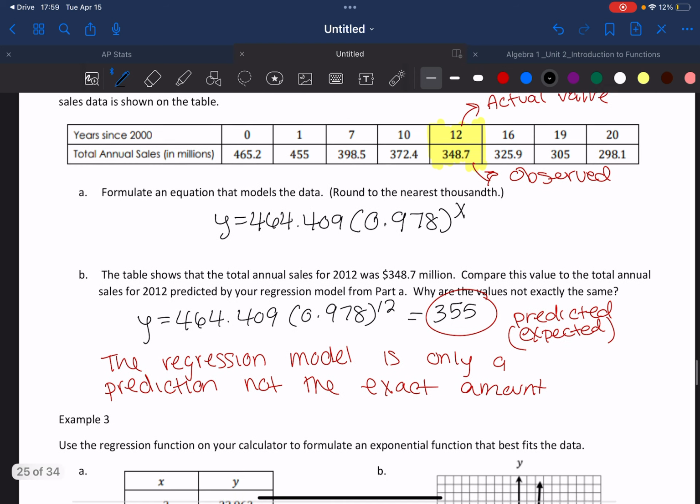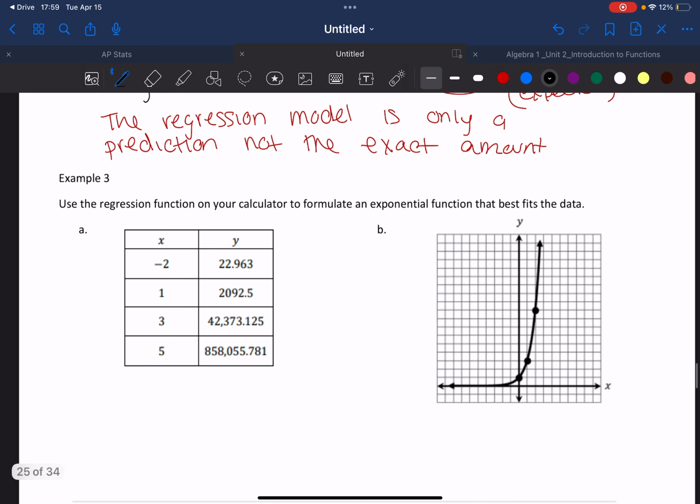Okay, and then example 3, it wants us to use our calculator to find the regression models for a table and a graph. So for the table, you would plug in all these values into the table, and you would get the equation y is equal to 465 times 4.5 to the power of x.